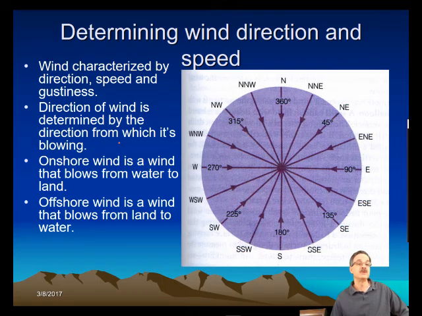Using that same analogy, an onshore wind is a wind that blows from the water to the land, and an offshore wind is a wind that blows from the land to the water.